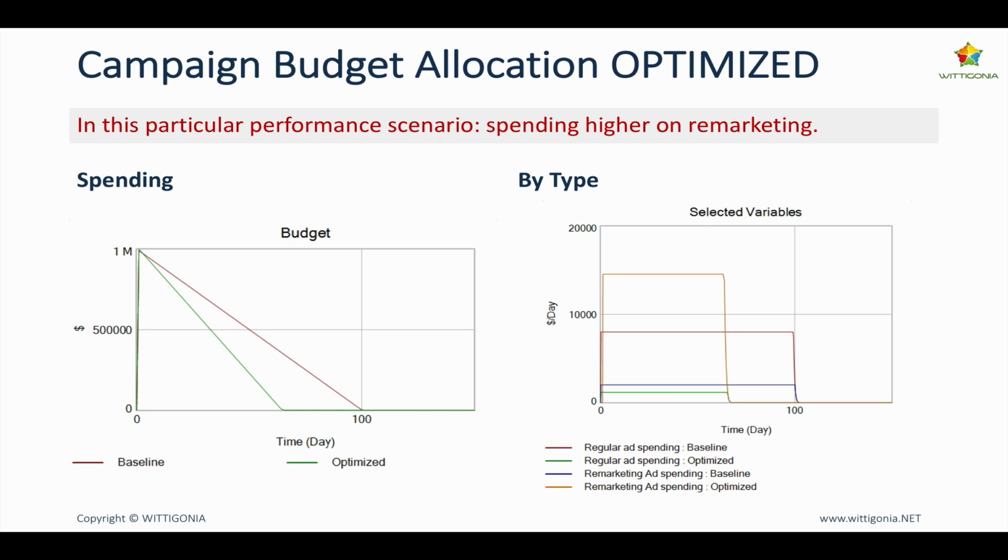What happens in this scenario is fairly interesting. First of all, we still have our available budget, but we seem to spend it at a higher rate because we're depleting it much faster.